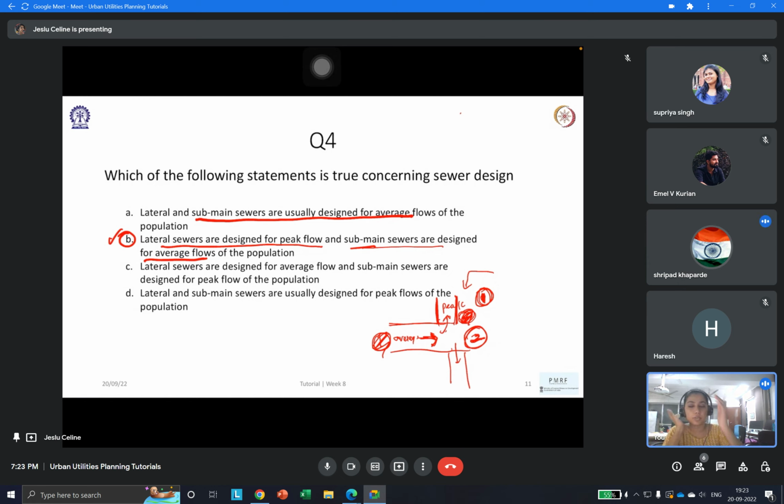Let me not go into the answer for that one because your submission is still due. But for this particular question, it's asking which of the following is true, so it has to be correct, not false. So finally, what are you saying? Let's just go by this one. For laterals, is it peak or average? And for mains, is it peak or average? That's the question. What do you say?